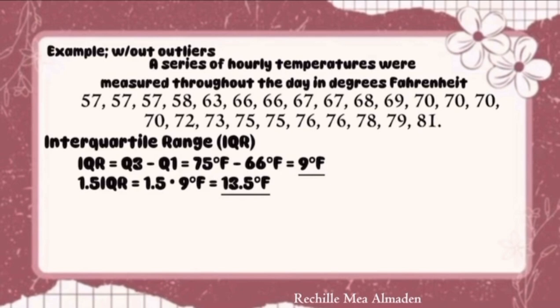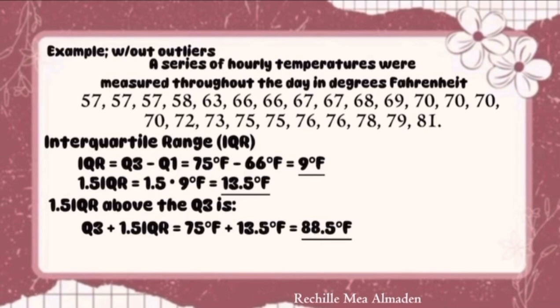So 1.5 IQR above the third quartile is the third quartile plus 1.5 IQR. This is the formula that we will follow. So our third quartile is 75 degrees Fahrenheit plus 1.5 times 9 degrees Fahrenheit, which is 13.5 degrees Fahrenheit. So we add them, and the total is 88.5 degrees Fahrenheit.